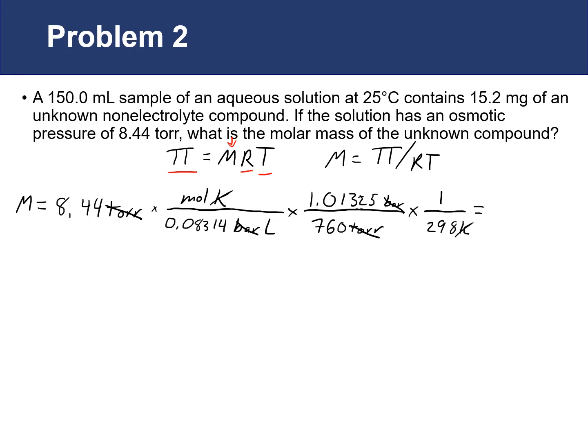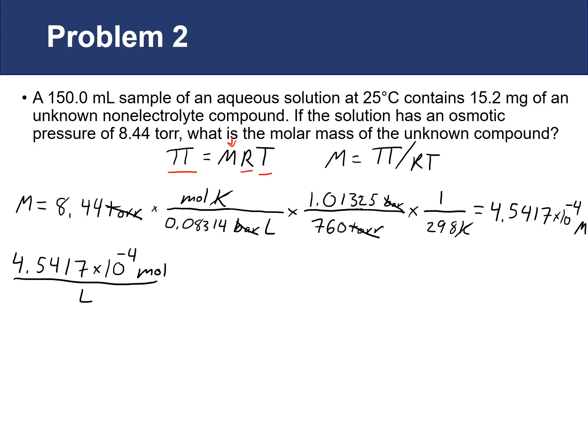Plugging this into your calculator, you'll get 4.5417 times 10 to the negative 4th molar. So if we want to know the number of moles, for molecular weight we need grams per mole. So we can take our 4.5417 times 10 to the negative 4 moles over liters.